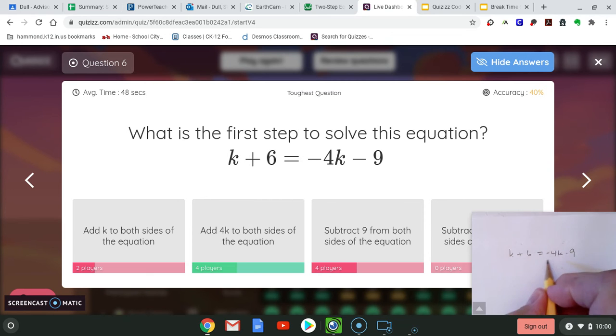Similarly, if I subtract k from both sides, I'm going to have a negative coefficient on my k, and I don't really want that. Subtracting 9 from both sides of the equation, this is already negative, so that's not going to help me. Subtracting 4k from both sides is not going to help me. What I want to do is add 4k.